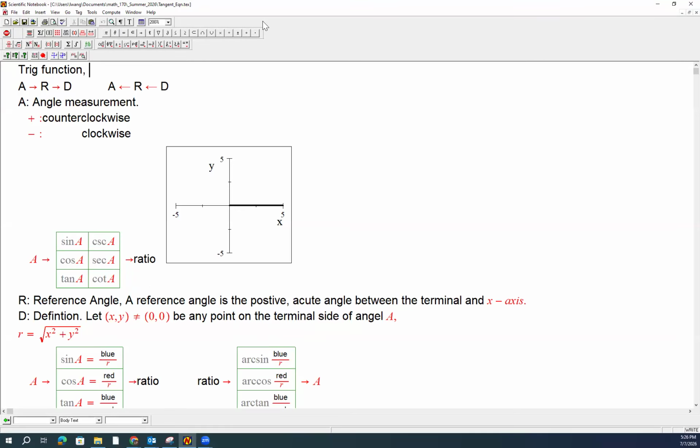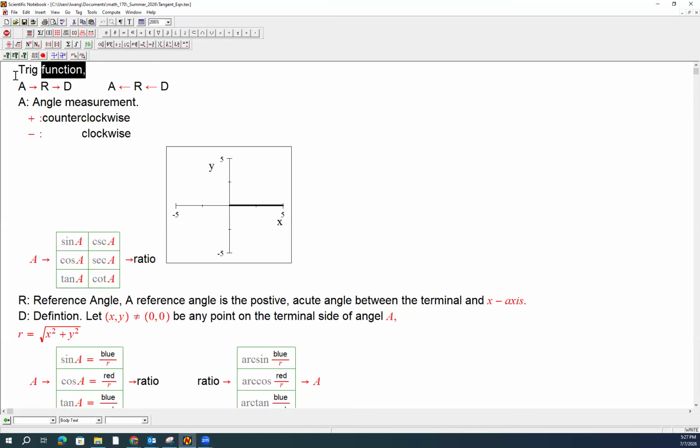And unlike other lessons, where I talk about special angles first, this time I'm not going to talk about special angles first. I'll be talking about general angles first. Okay, so solving trig equations.